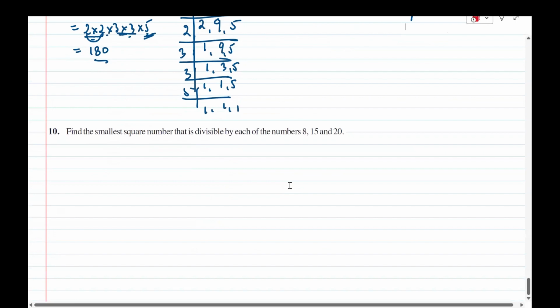See the next question. Find the smallest square number that is divisible by each of the following numbers. So it is the same as the previous one. Try it by yourself. In case you are not getting it, please do comment.